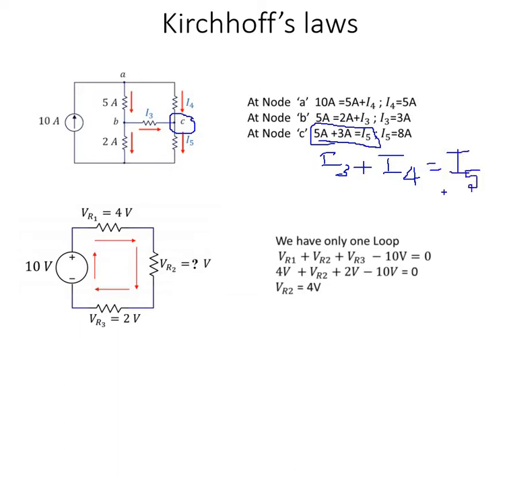So you already found the I3 value and the I4 value. Substitute: 3 plus 5 is 8. So I3 plus I4 is equal to I5, which is 8 amps. That's all. They may ask you to find the current at node A, node B, and node C. Very simple problem. Then next, one more problem.